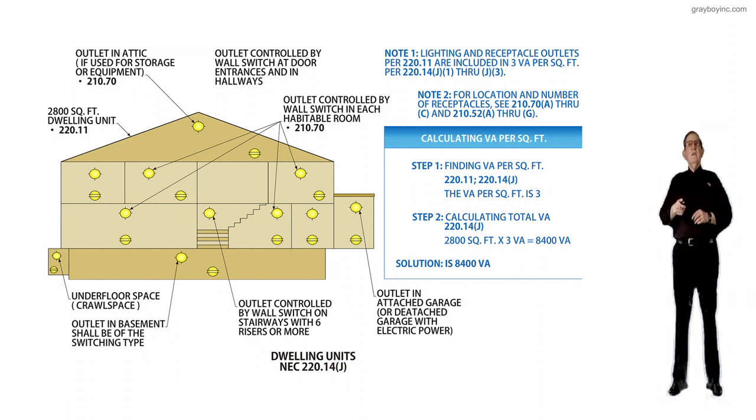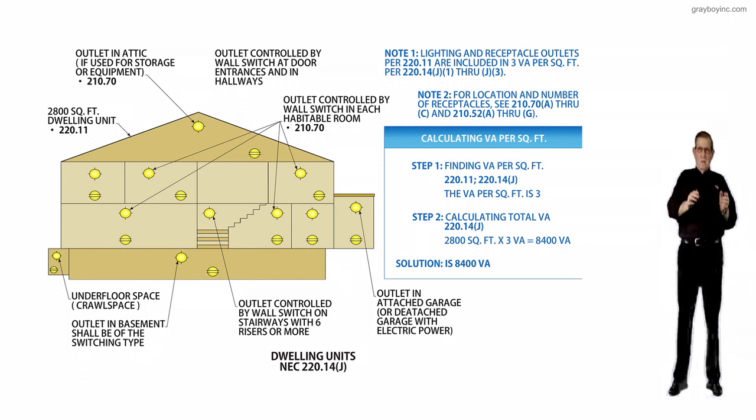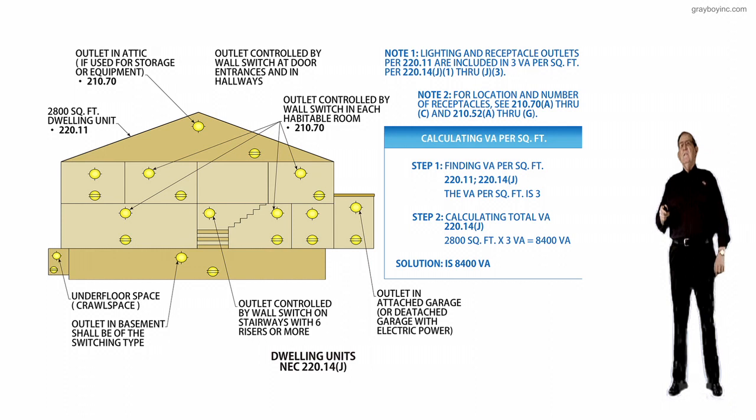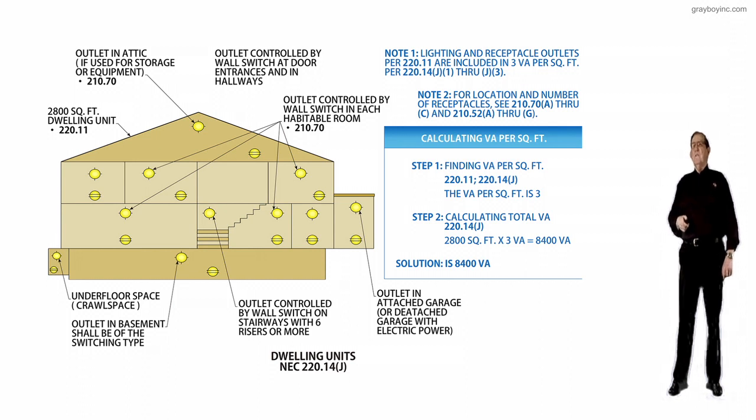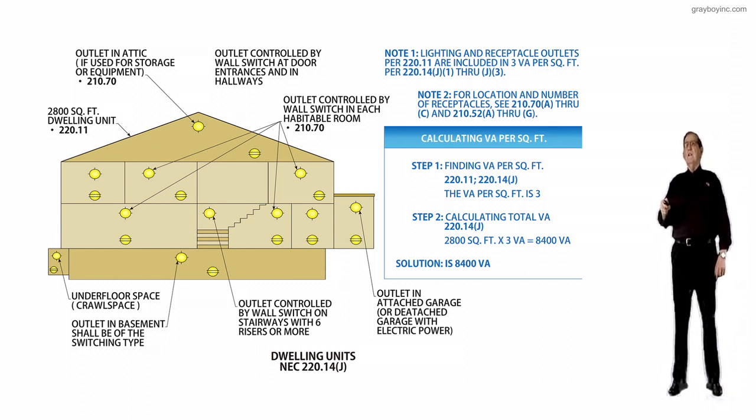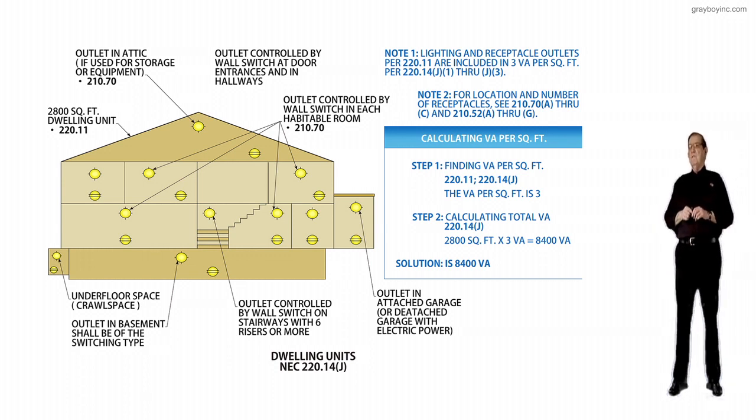We said over here we had a 2,800 square foot dwelling unit. 220.11 would list what's included in this calculation. In step 1, we go to 220.11 and get the area that has to be included in the 3 VA. We go to 220.14(J) to pick up the 3 VA per square foot. And in step 2, we do the math. So we do 3 VA times 2,800, and we come up with 8,400 VA.